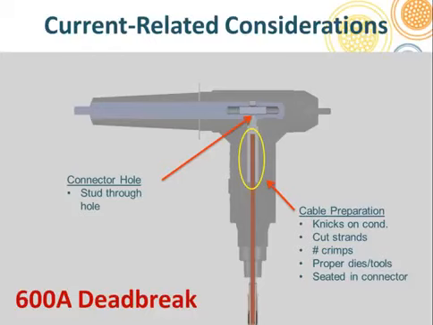Another area that's sort of unique to the 600 amp dead break system is this area. The top of this lug usually has a through hole up here. That through hole accepts this stud. What happens often is a splicer prepares the cable, puts the cable adapter on, puts his connector on, pushes the elbow housing on, lines up the hole.